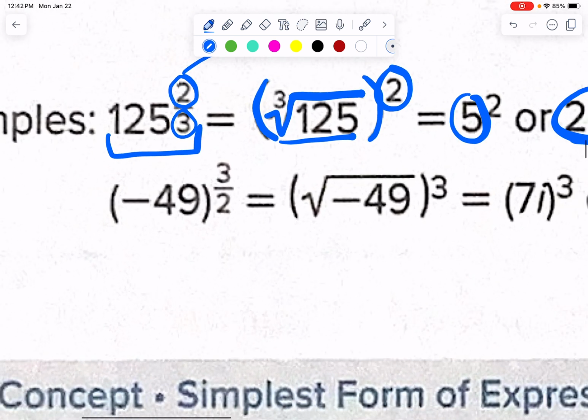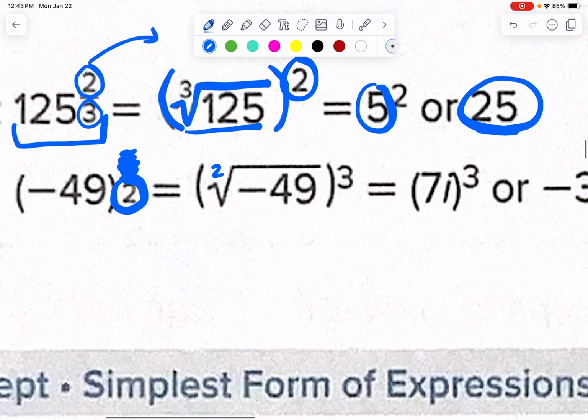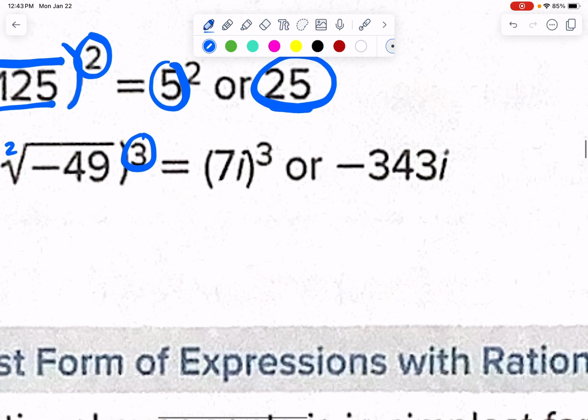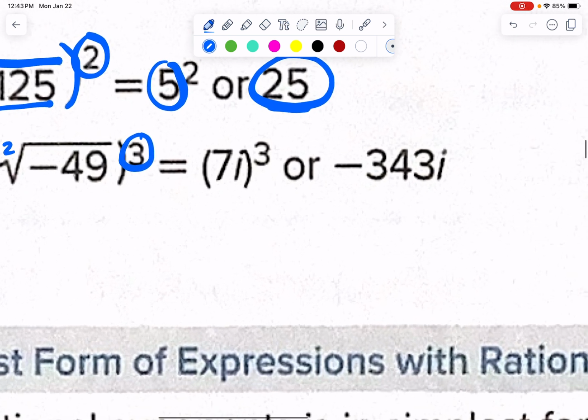Okay, same thing here. I wait on the 3. The 3 I just save, and I do the square root, because that's my bottom. The bottom is the root. The square root of -49, which we know is 7i, and then I take that to the third power. 7i to the third power might be a little bit confusing. We needed a step in between this and this to see how we get to that, okay?